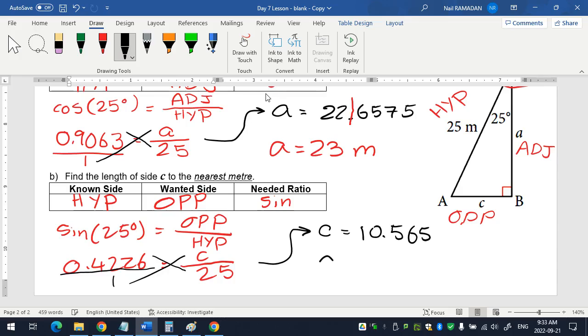10.565. I need the nearest meter again. So I need to cut it right here. Would that stay at 10 or bump up to 11? The 5 will bump up the 0. Obviously, the digit after 0 is 1. So 11. Ladies and gentlemen, that's all we need to know about how to use trigonometry.